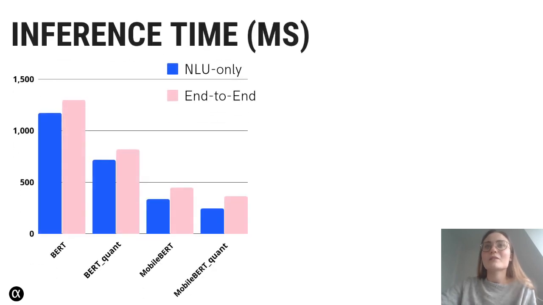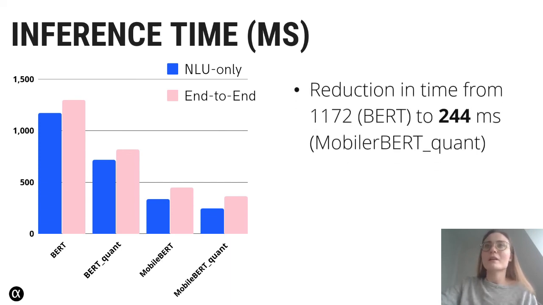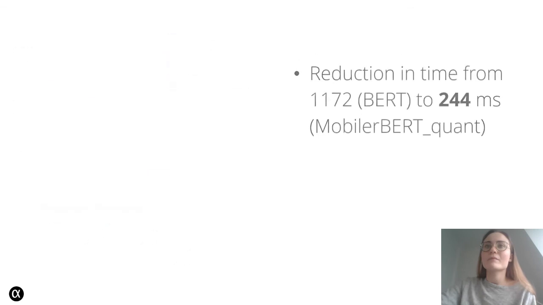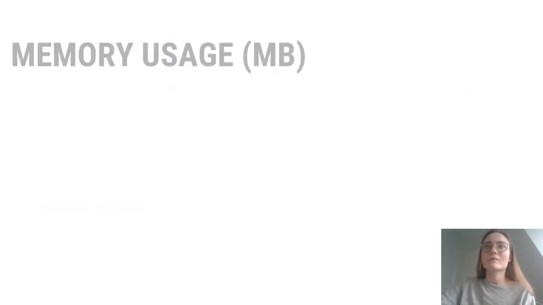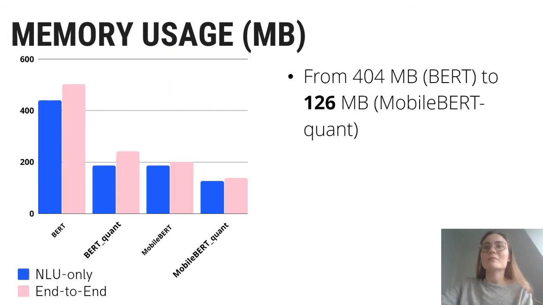Similarly, in terms of inference time, our smallest model ran an inference in 244 milliseconds compared to its biggest counterpart, BERT, which runs in 1172 milliseconds. And the ACR adds a small overhead. And finally, the memory usage is also reduced from 404 megabytes to 126 megabytes.